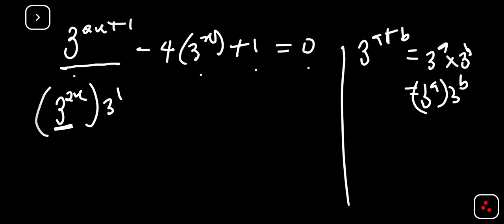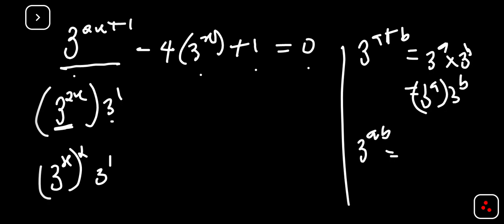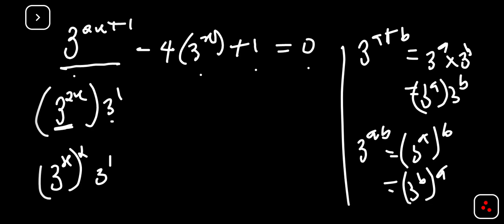We can also simplify this, and this will give us 3 to the power of x all square. And we can also explain that, okay, we need to put this here, 3 to the power of 1. We can explain that if we have 3 to the power of ab, it is the same thing as 3 to the power of a, all bracket b. And it can also be 3 to the power of b, all bracket a, if you like. So that's exactly what we did here.